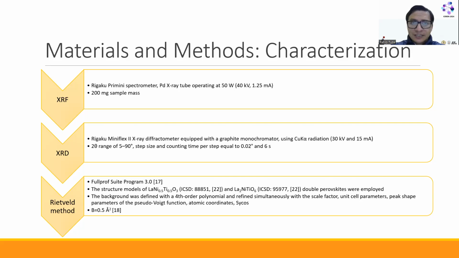In this case, the structure models of the as-prepared samples reported by the ICSD were used as starting models to carry out the refinement. And in general, the background, the atomic coordinates, the unit cell parameters, peak shape parameters, and parameters related to the equipment were refined. The B parameter was maintained at 0.5 angstroms squared.